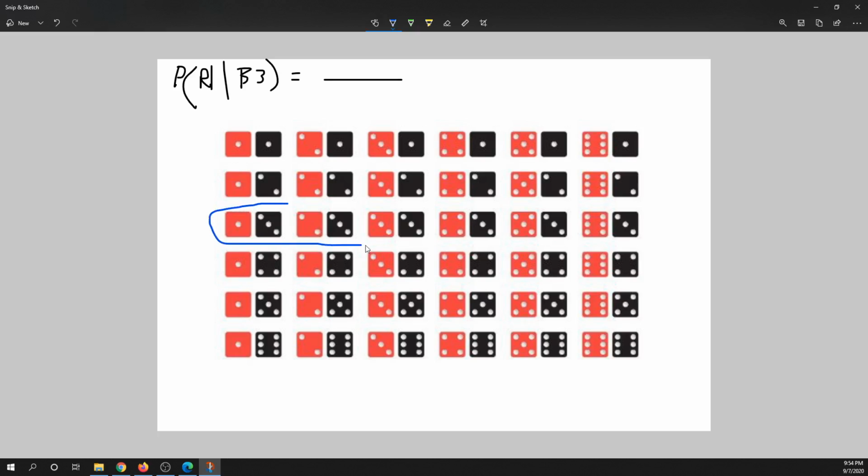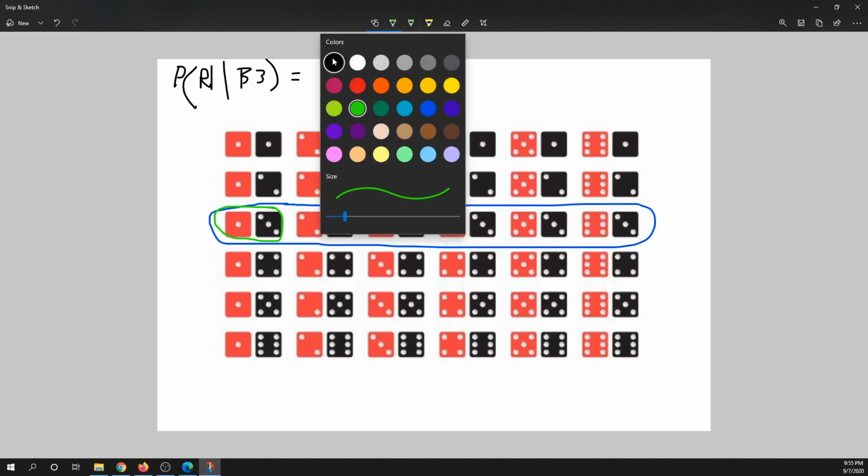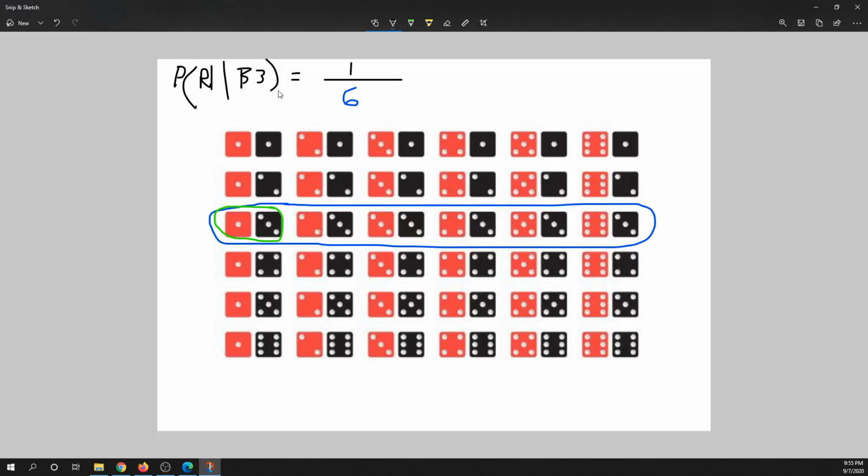So if you look at all the rolls where the black die is a 3, you come up with these 6 right here. Now we're going to limit our attention only to those 6. So the bottom number on here is going to be a 6. Then we count how many rolls are there with a red 1 that are in this group right here. You can see there's only one, and that is this one right here. So we go through all of these, which is now our sample space, and count up all the ones where we have a red 1. There's only one of those, and therefore the probability is 1/6.